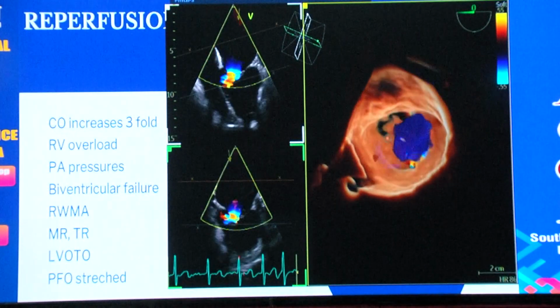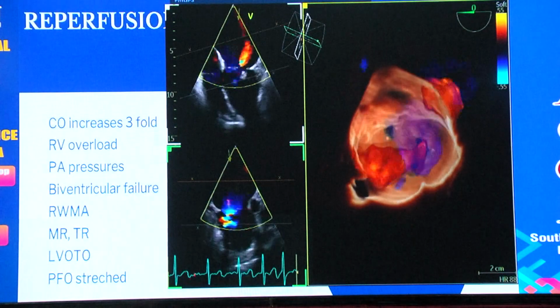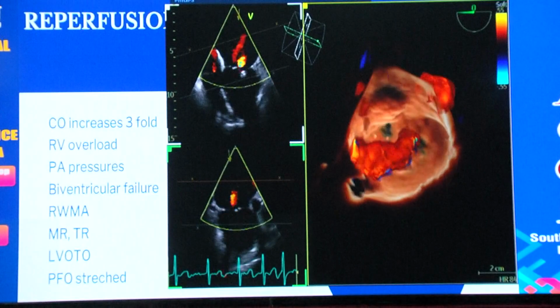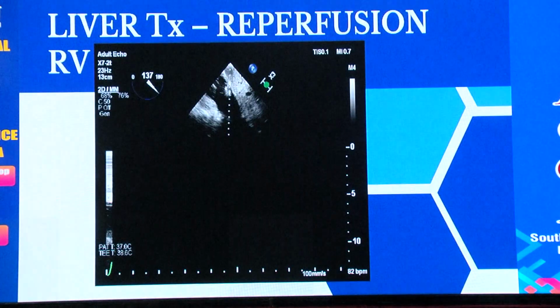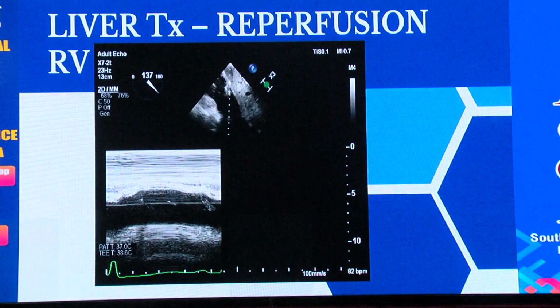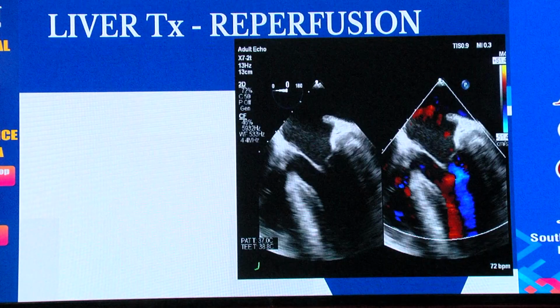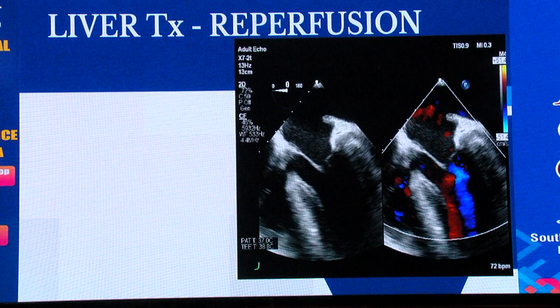The red one which is coming towards you. This is seen from the left atrium. The red one which is coming towards you is the mitral regurgitation into the LA. And you see the biventricular function. You assess the right ventricle. This is a right ventricle, that is a TAPSE assessment, that is tricuspid annular plane systolic excursion.